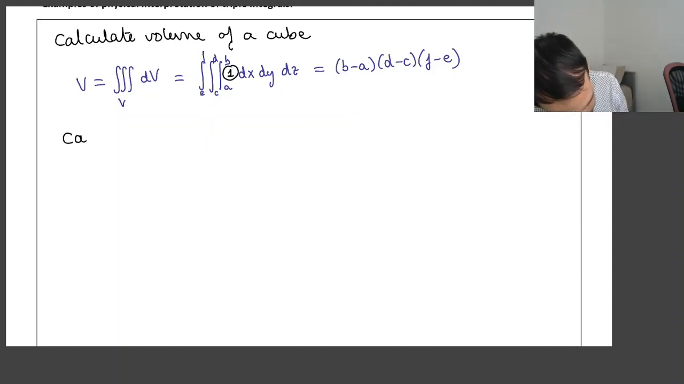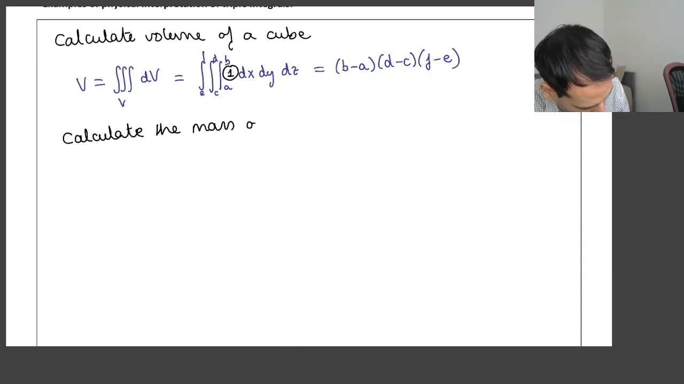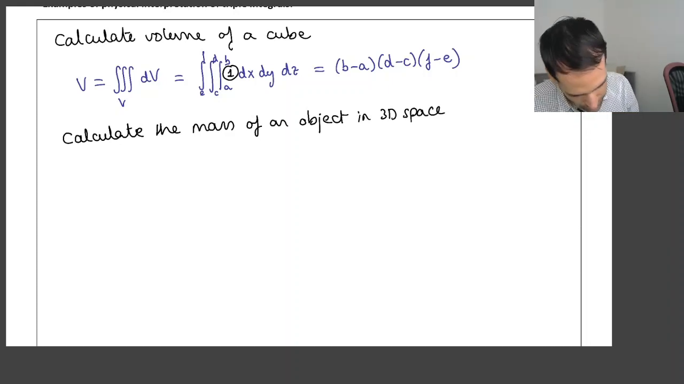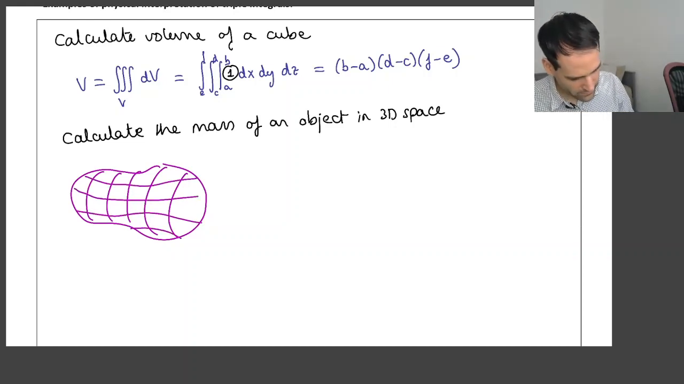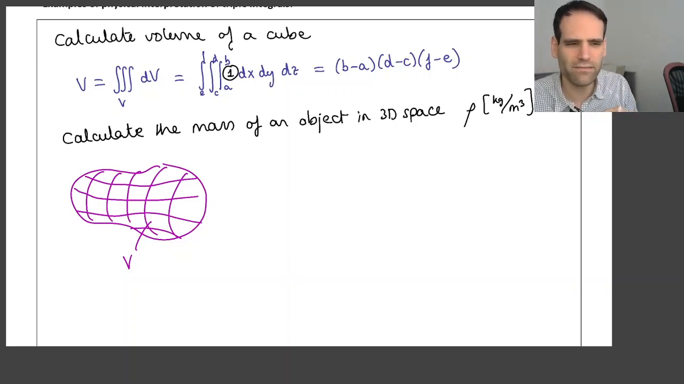But you can also calculate the mass of an object in 3D space. So now this time we have some object which has some arbitrary shape, in 3-dimensional space. And this has a certain volume V, and it also has a density, which for volumetric densities we usually denote with the symbol ρ, measured in kilograms per meter cubed. This is now the proper 3-dimensional density, which depends on position.